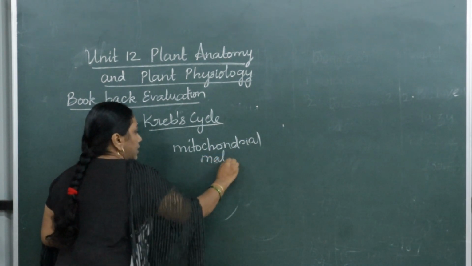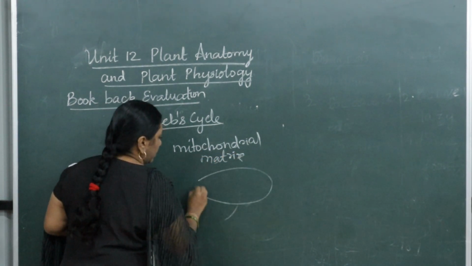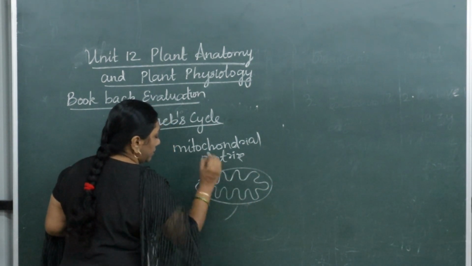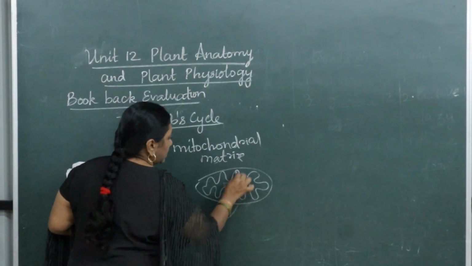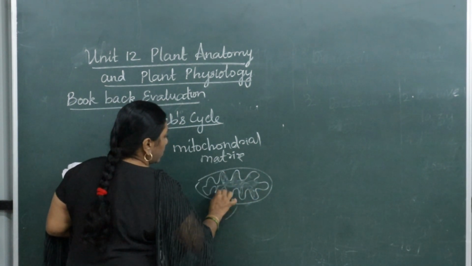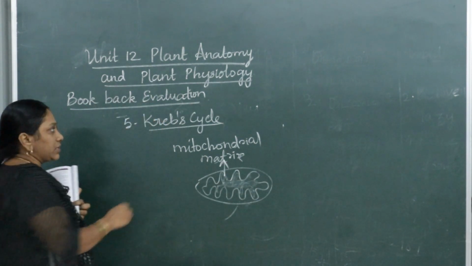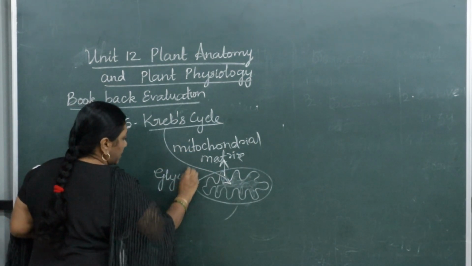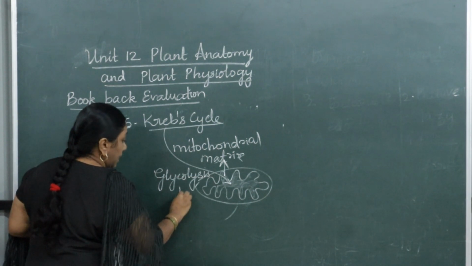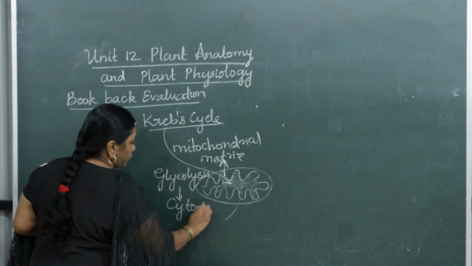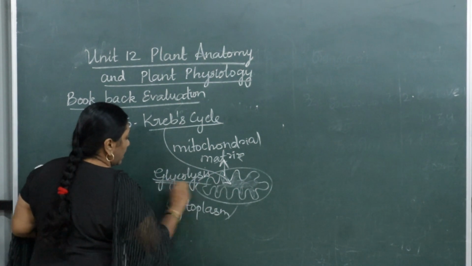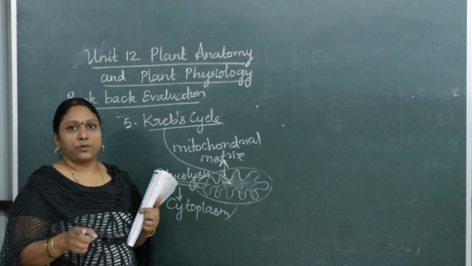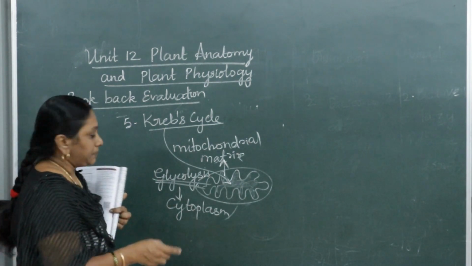Mitochondrial matrix. See, mitochondria, we can draw it like this. There is an outer membrane, and this is the inner membrane, which has finger-like projections called cristae. The background inside the inner membrane is called the mitochondrial matrix. So the Krebs cycle takes place in the mitochondrial matrix, and glycolysis, which is the first step, takes place in the cytoplasm of the cell. This point also you have to remember. Glycolysis is the first step for both aerobic and anaerobic respiration. Whether aerobic or anaerobic, glycolysis will certainly take place. That is the first step.